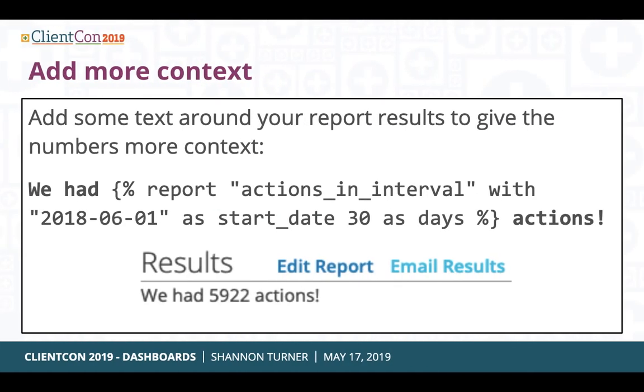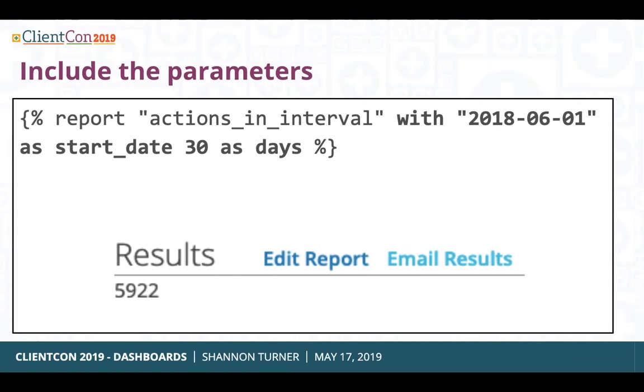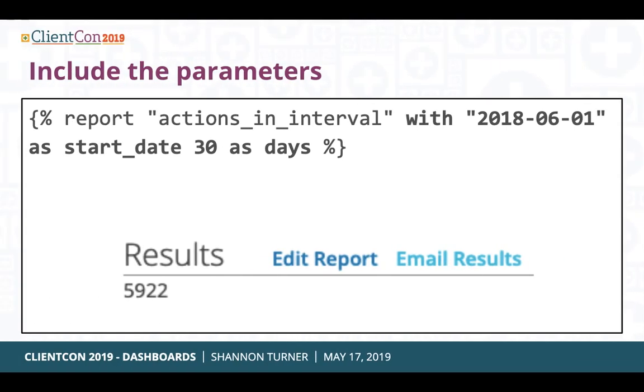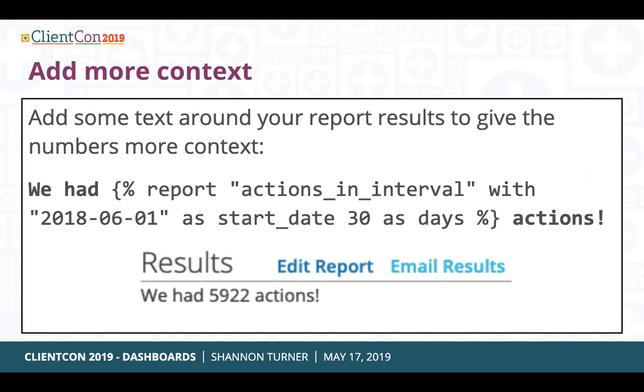Now, on the last slide, let's go back real quick. We see it gives us 5,922, almost 6,000 actions between June 1st, 2018 and 30 days after that. Now, if we are looking at this dashboard, we might not remember what 5,922 actually refers to. So let's add in some more information.